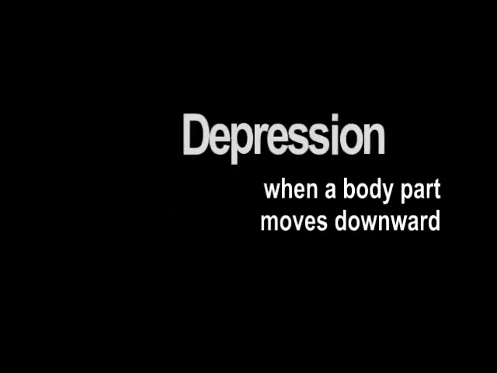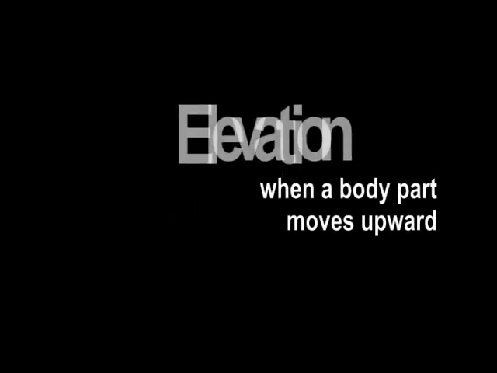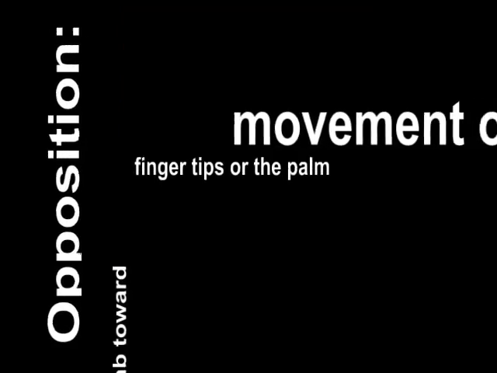Depression is when a structure moves downward or inferiorly, and elevation is when a structure moves upward or superiorly. For example, depression occurs when a player is shocked her teammate got a red card. Elevation occurs when the player closes their mouth after the ref tells the player to stop the complaining.